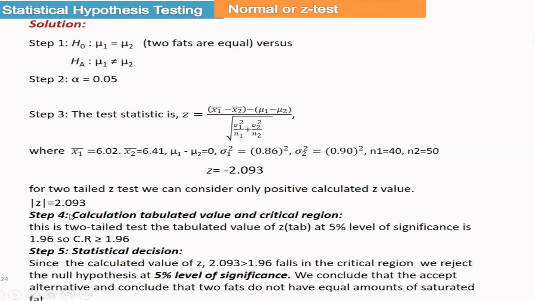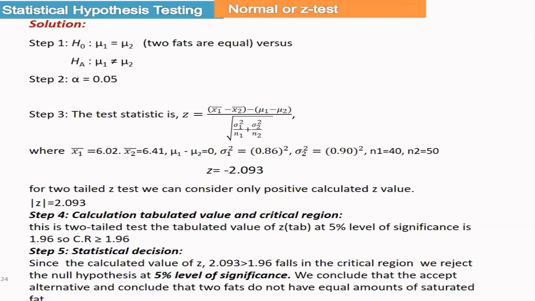And in step 4, by the conventional method, you have to find the critical region. We know that at the 5% level of significance, the critical region for the Z test will be greater than or equal to 1.96. So we got the critical region, 1.96 at the 5% level. Now step 5, the calculation. Our calculated value of Z is 2.093, but the critical region is more than 1.96. So our value falls in the critical region, since 2.093 is greater than 1.96.